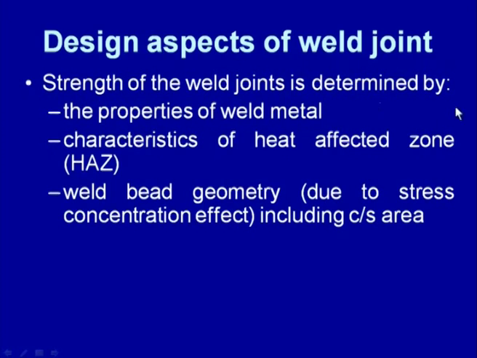So, as far as design aspects of the weld joint are concerned, the strength of the weld joint is primarily determined by the weld metal properties. But sometimes what happens is that even if the weld metal properties are very good, the deterioration in the properties of the heat affected zone takes place, and that will adversely affect the load carrying capacity of the entire weld joint, because this heat affected zone sometimes acts as a weak link, and failure sometimes takes place from the heat affected zone if the properties of the HAZ region have been very adversely affected.